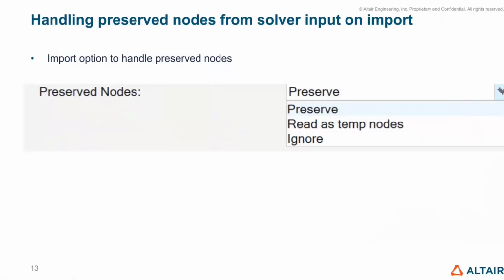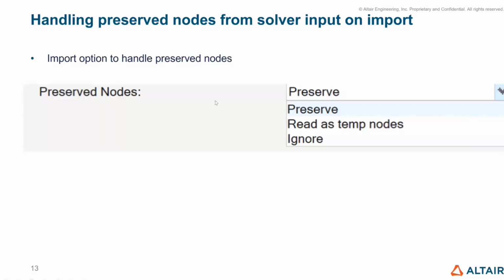So we had multiple requests to handle the preserved nodes. The preserved nodes are nothing but the grid information in the solver deck which doesn't have any reference to elements or loads or any other bulk cards or solver cards. So we term them as preserved nodes. So we used to preserve the nodes during the import.